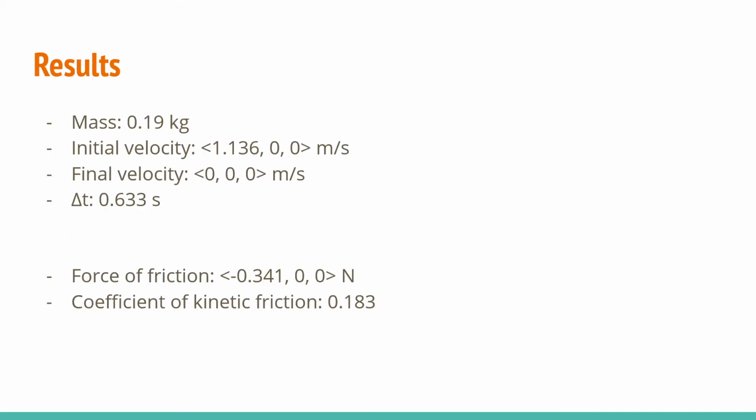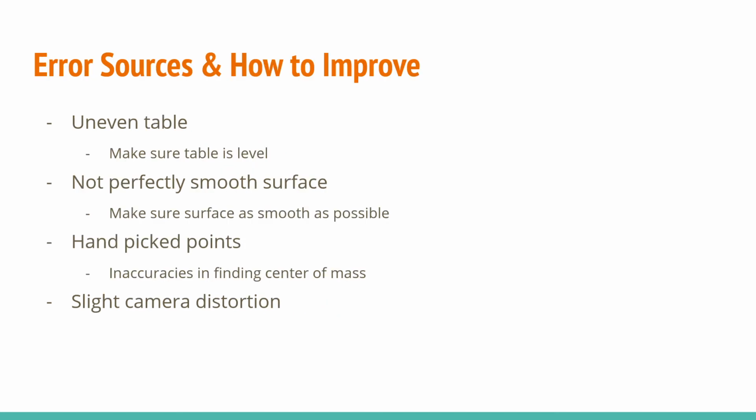So here are the total results. The mass was 0.19 kilograms, initial velocity is what we calculated earlier, the final velocity is 0 at rest, the delta t was 0.633 seconds. This gave us a force of friction of negative 0.34100 newtons, and a coefficient of kinetic friction of 0.183.